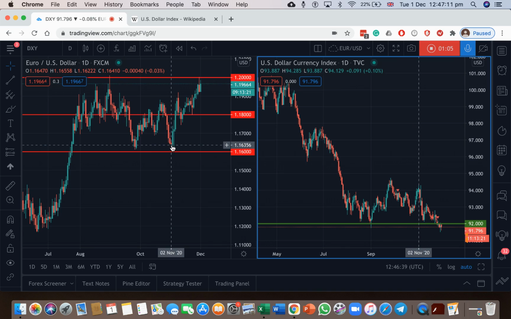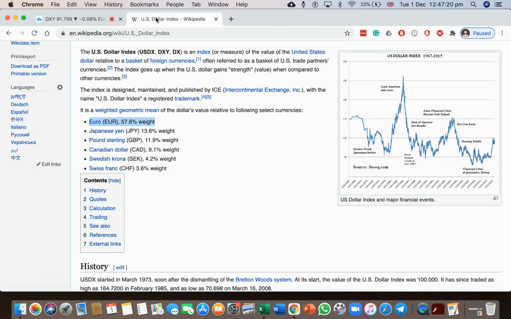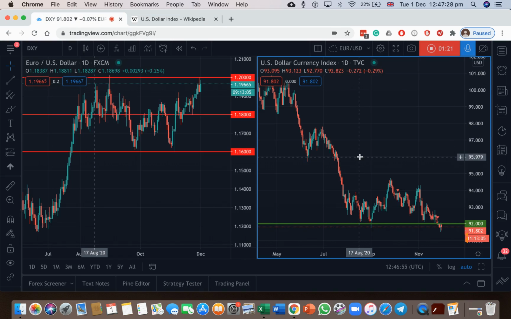So when we see the Euro going up in value on the 2nd of November against the US dollar quite strongly, we see exactly the same situation in the US dollar index. So the US dollar index is really just showing us the dollar's performance versus the rest of the world. How much is the dollar in demand versus the rest of the world? And at the moment, we're seeing a big decrease in the US dollar's value and across many exchange rates.